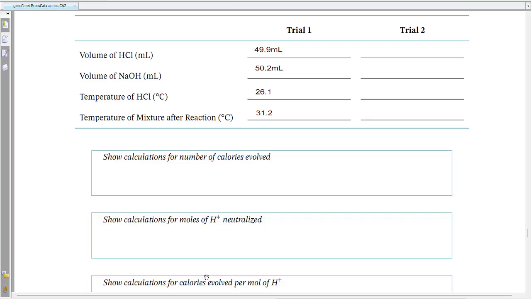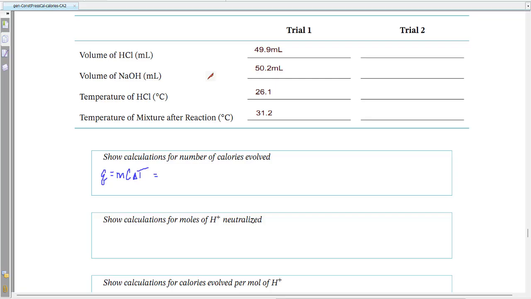First, calculations for number of calories evolved. Now, if we go back up to the top and we look at those equations, remember that number of calories or heat is Q, and that is always going to be mass times the specific heat times the change in temperature. Now, of what? Well, the calorimeter, because that's what we were measuring the temperature of.